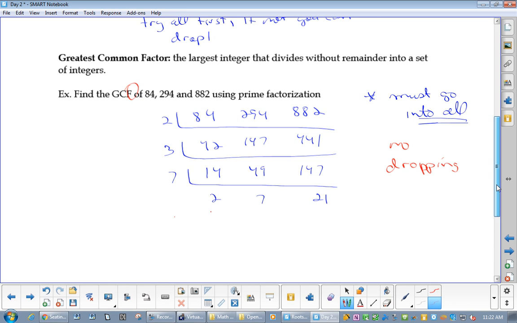Okay, so I'm done. Now, some students like to say, okay, so then they'll put a 1 and then they're done. I'm like, well, I just skip the middleman, I don't put the 1. But whatever floats your boat. And then you multiply them together. 2 times 3 times 7 times 1 is 42. 42 is the greatest thing that goes into 84, 294, and 882.